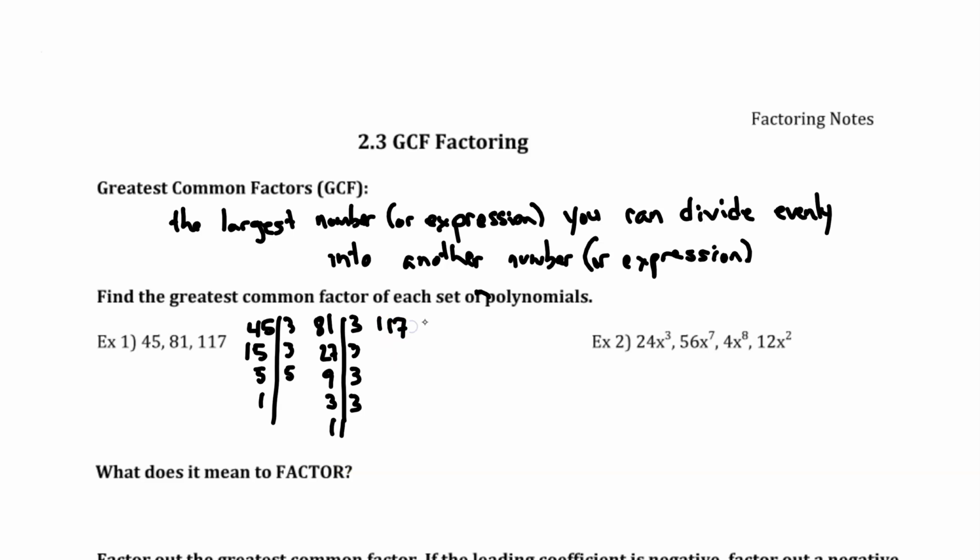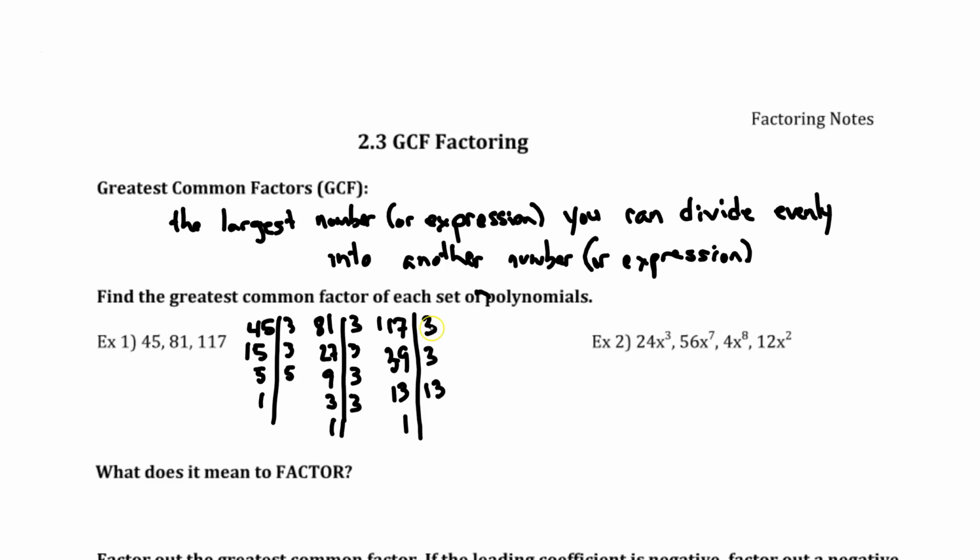117. 2 won't go in there because it's not even, but 3 will. And 3 goes into 117 39 times. 3 goes into 39 13 times. 13 is prime, so the only thing that will go into 13 is 13, and 13 goes in there 1 time. When you get to 1, you're done.